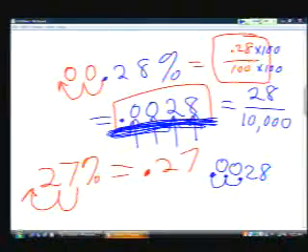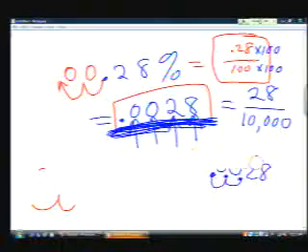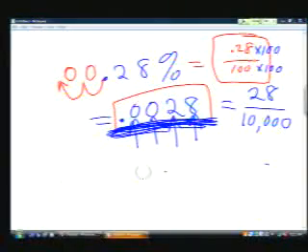Less. It is less than 1%. So when you have, I'm going to erase some of this stuff here. When you have 0.28%, that's less than 1 chance out of 100.